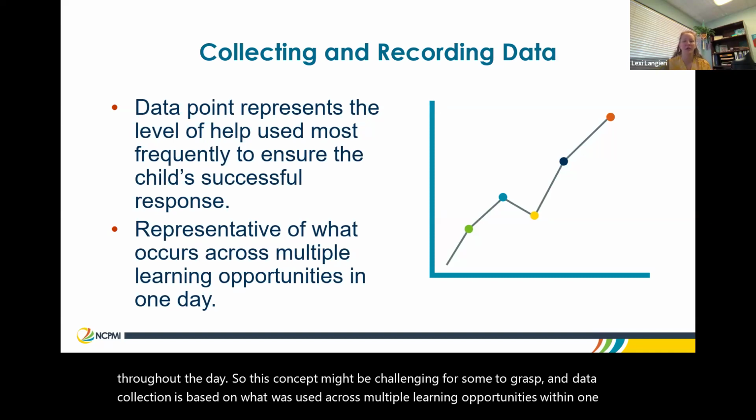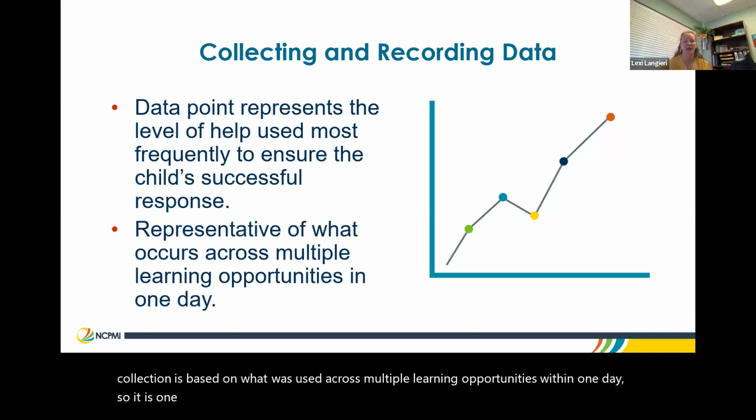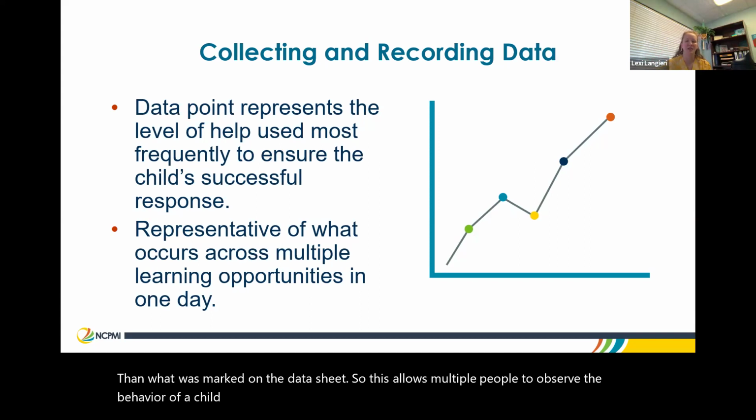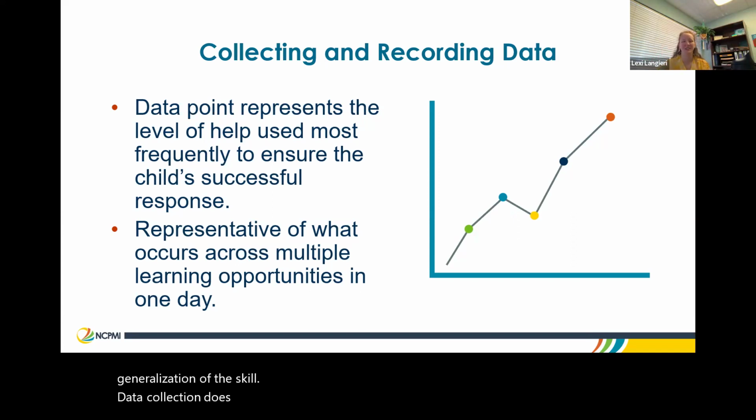So it is one score that shows a level of help that was provided more frequently than what was marked on the data sheet. And so this allows multiple people to observe the behavior of a child across multiple settings, which naturally increases the child's generalization of the skill. Data collection does not have to be long, extensive, time-consuming. It can be very quick tallies.